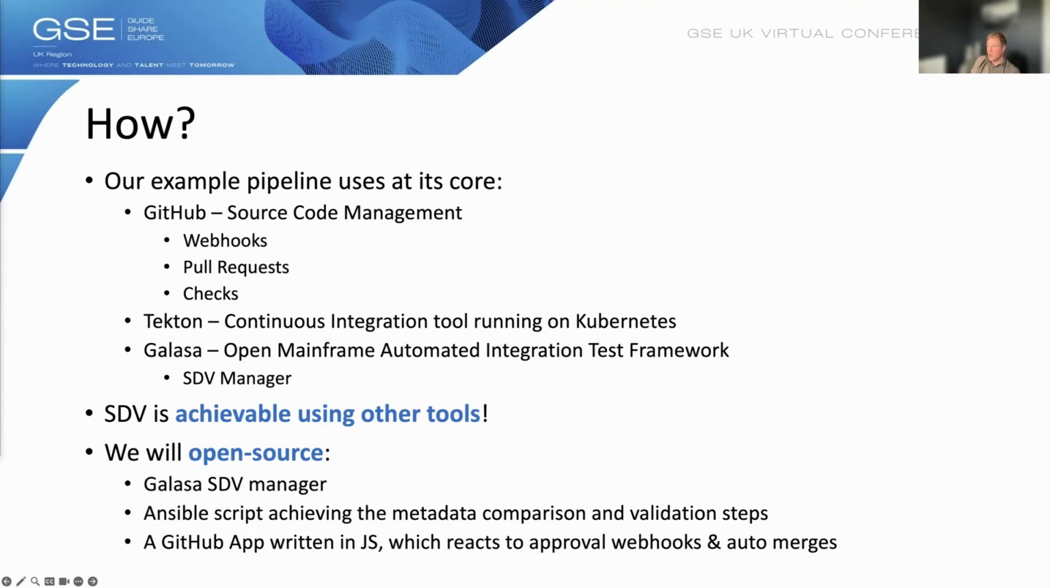What we're going to be doing is demonstrating what we've done in Galasa to make this possible. We then had to write some Ansible scripts to make the security checking possible, and we've written a GitHub app, but all of it's going to be open source. It's not going to be part of the CICS product, but it's something open source which you can go and reuse. Or if you don't use these particular tools, you can see the code and implement it in your own tooling.